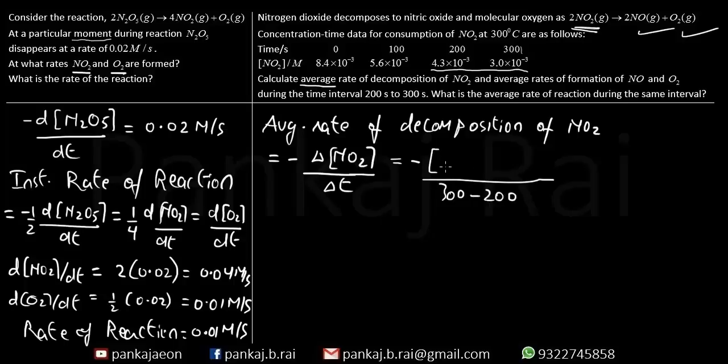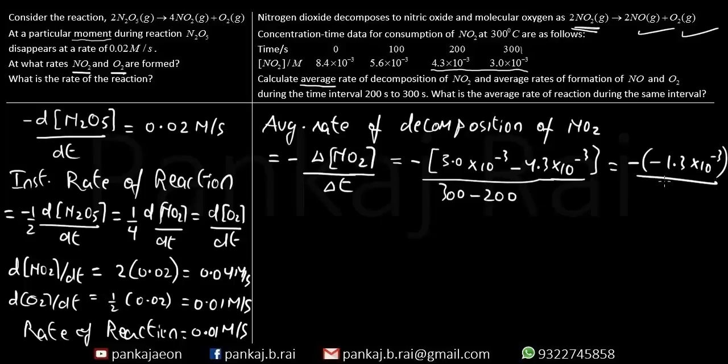So here I have to write the concentration at 300, which is 3.0 into 10 raised to minus 3, minus the concentration at 200 seconds, which is 4.3 into 10 raised to minus 3, divided by the change in time, 300 minus 200. Now this quantity would come out negative. It is coming out to be minus of 1.3 into 10 raised to minus 3 upon 100 seconds. So minus of minus will become plus, so it is 1.3 into 10 raised to minus 3, and this 100 will go up, so it actually becomes 10 raised to minus 5.